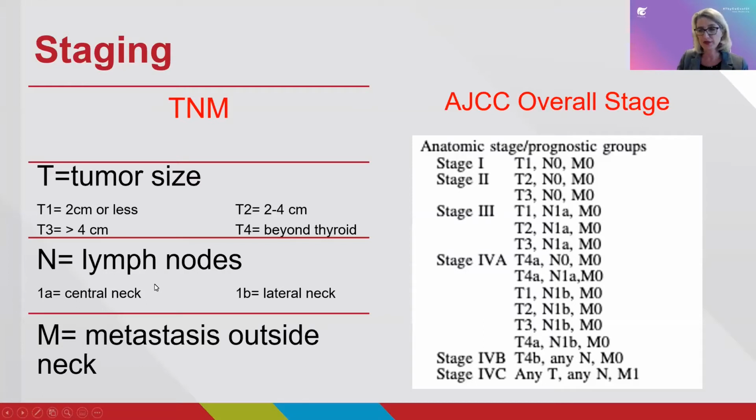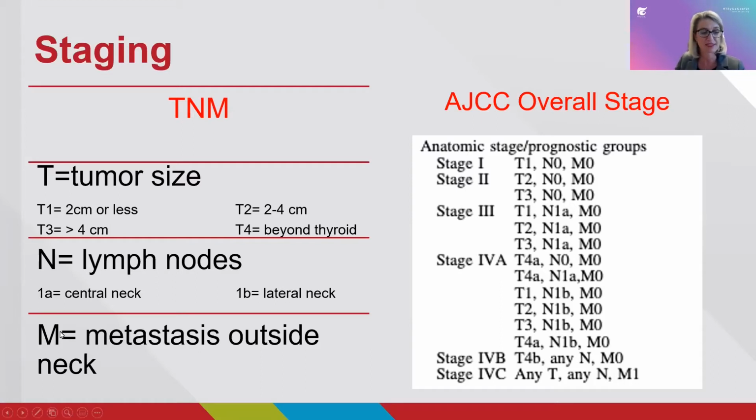N is whether there's presence of lymph nodes in the neck. If they're in the central neck right behind the thyroid, then we usually call it N1A. Or if they extend into the lateral neck or down into the chest, we call that N1B. So when you see TNM, those numbers will signify where the tumor was actually present.